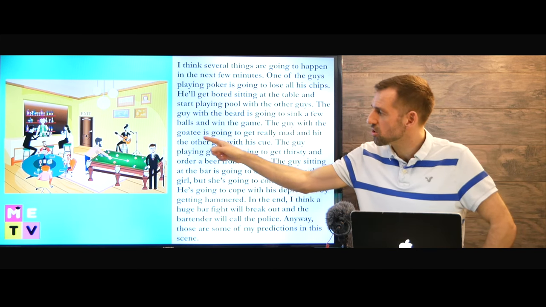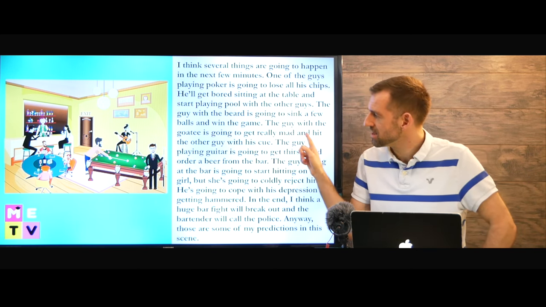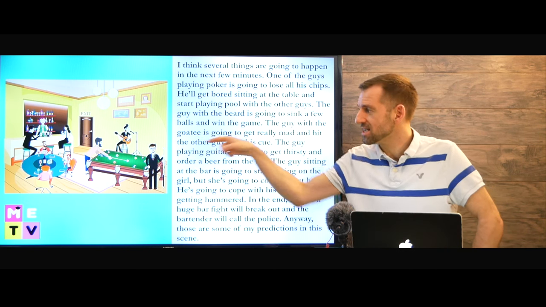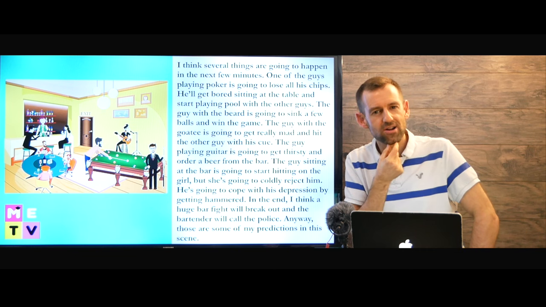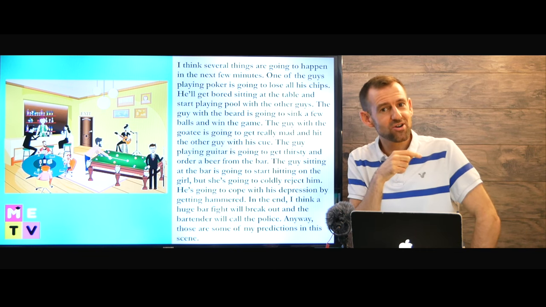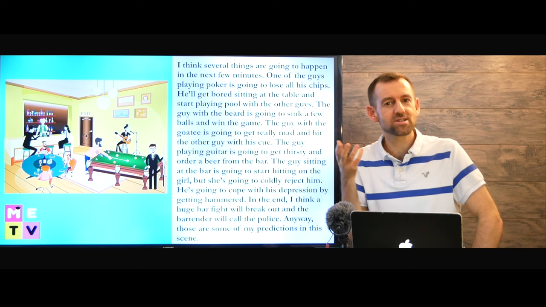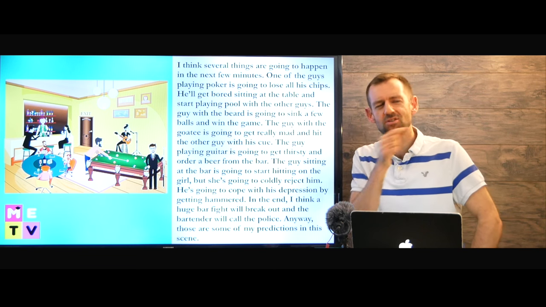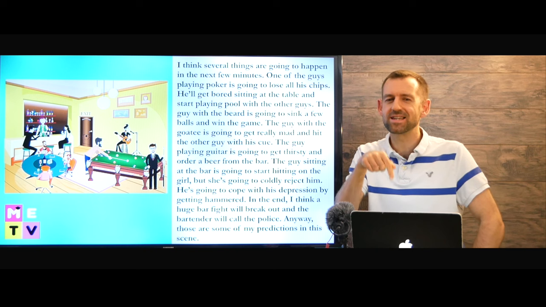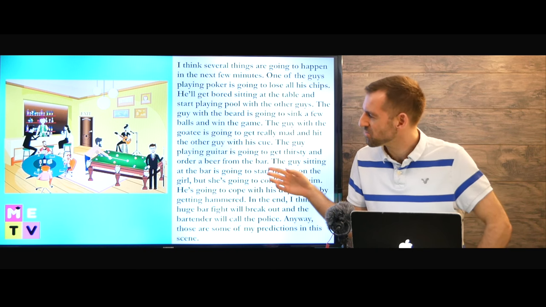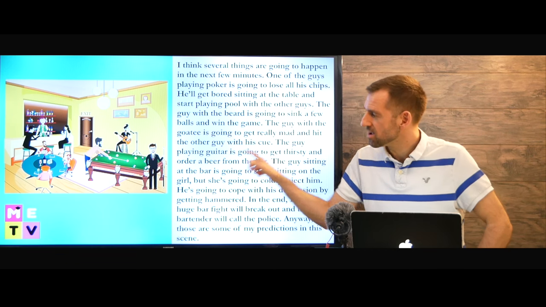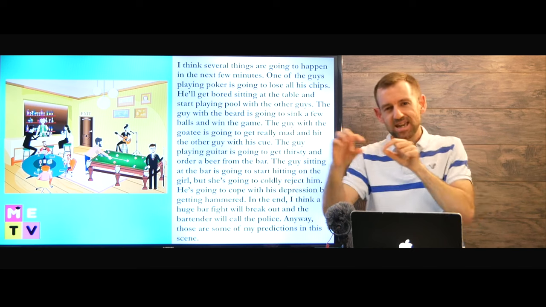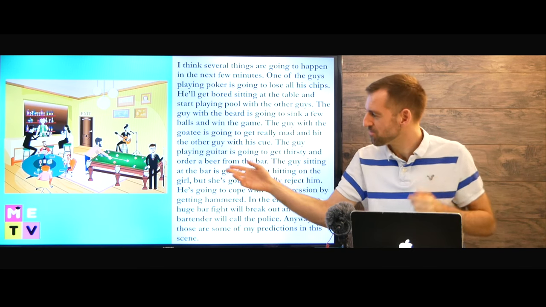Now the guy with the goatee is going to get really mad and hit the other guy with his cue. Hey, goatee, that's the style of facial hair. I made a lesson a few months ago on facial hair styles. So you can go check that out. I'll put the link to that either at the end of this video or down there in the description. Okay, so with his cue, this thing is called the cue. When you play pool, the stick is called the cue.